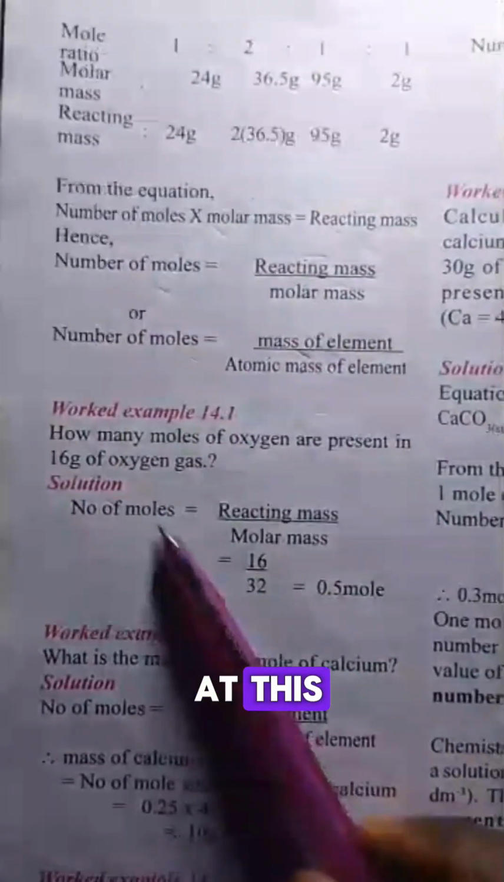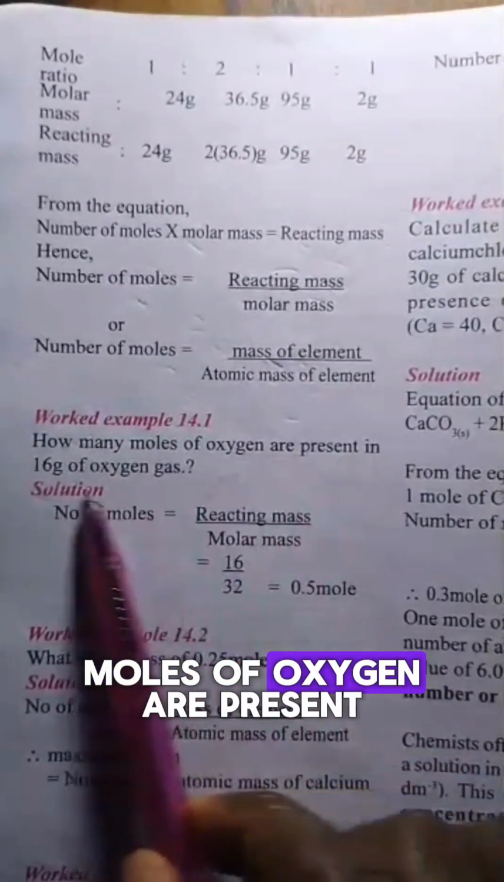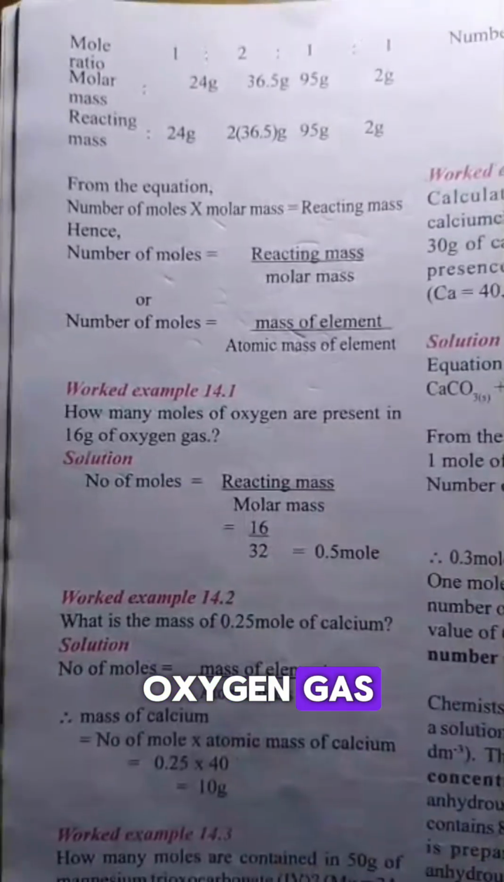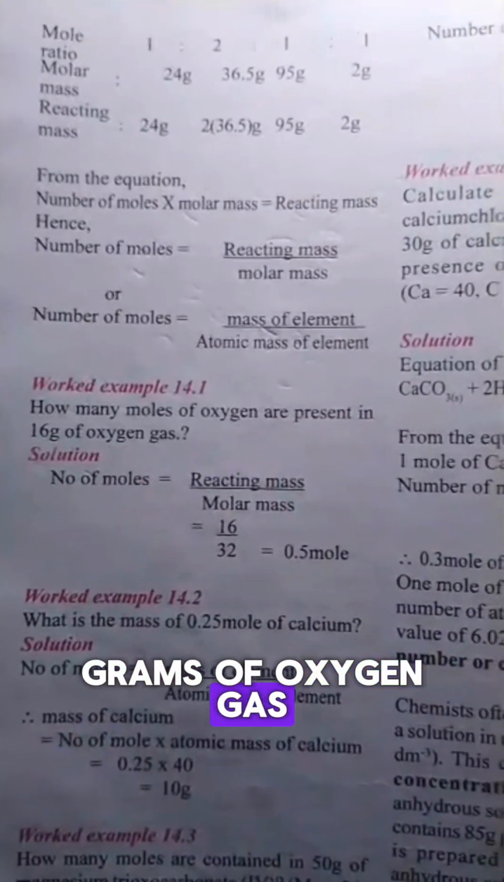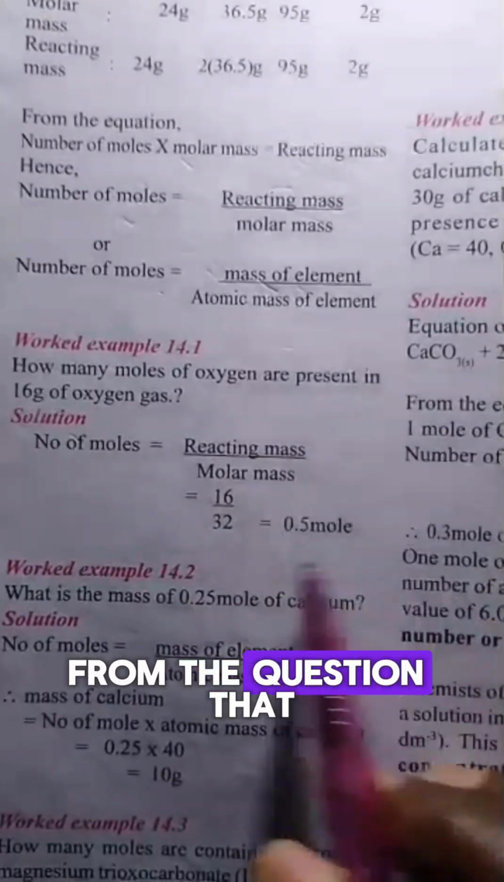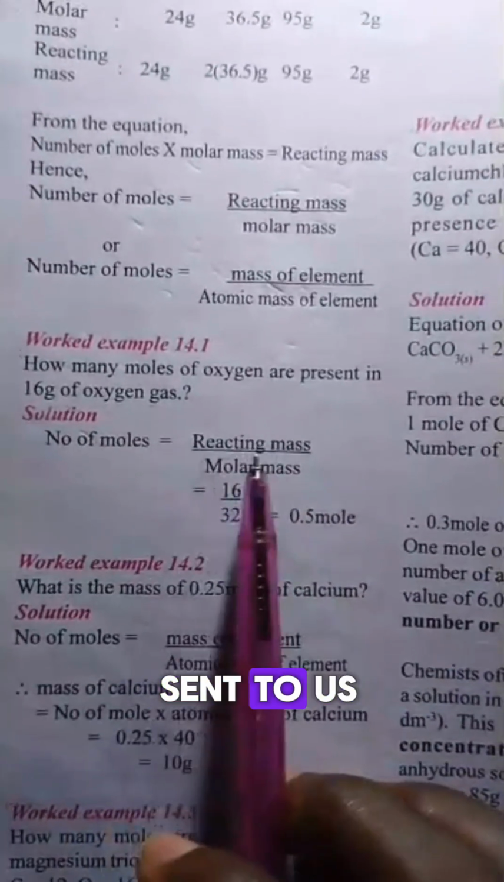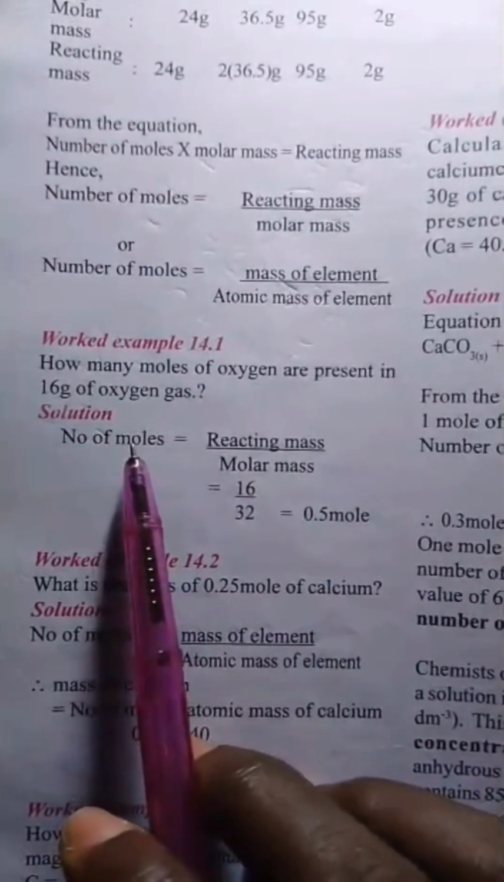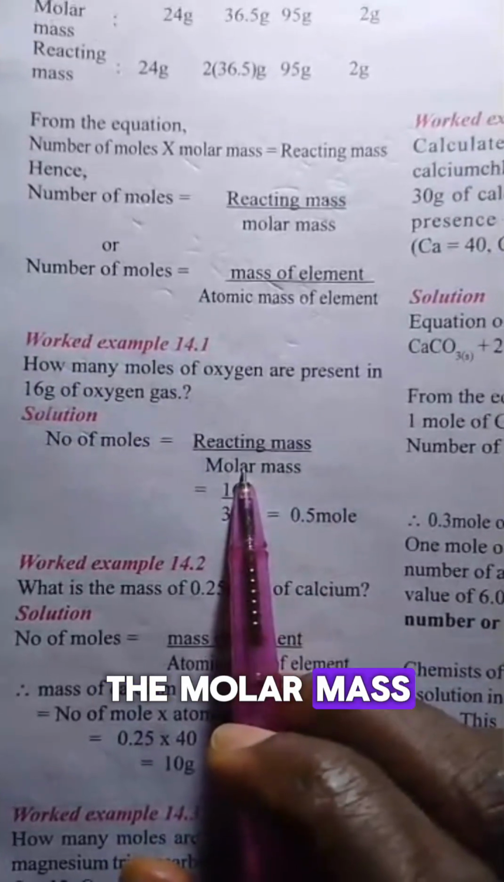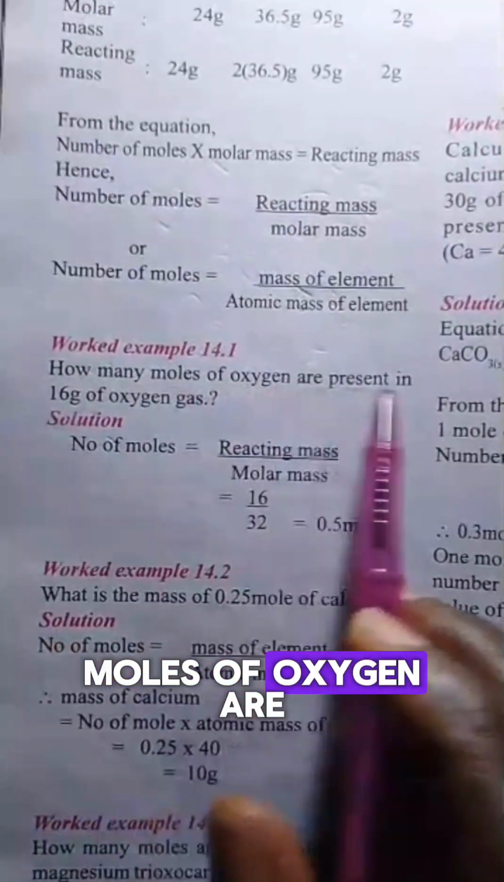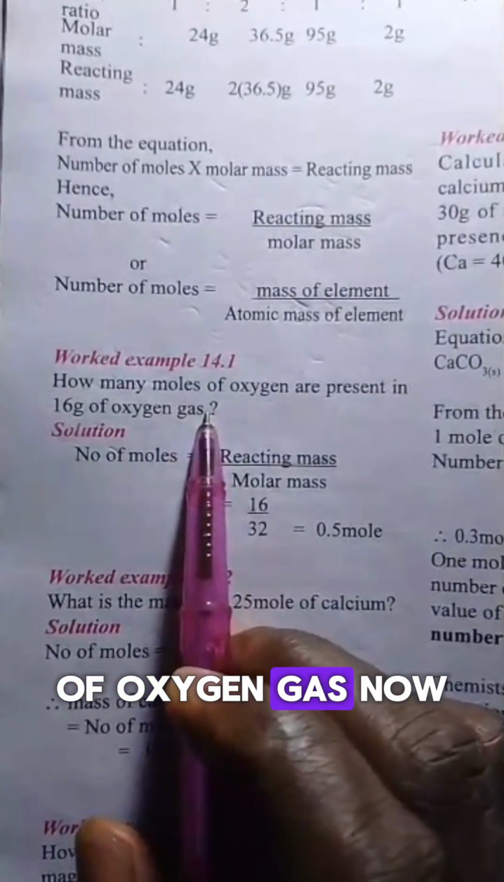All right, so let's look at this question. It says, how many moles of oxygen are present in 16 grams of oxygen gas? So from the question, that picture I sent to us, you see the relationship between mass and moles: the reacting mass divided by the molar mass. How many moles of oxygen are present in 16 grams of oxygen gas?